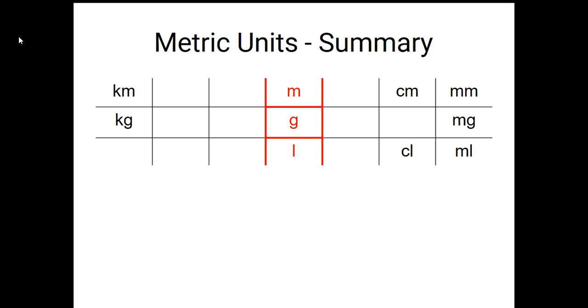We shall also be looking today at grams, kilograms, and milligrams on the middle line, and the capacity units there for milliliters, centiliters, and liters.